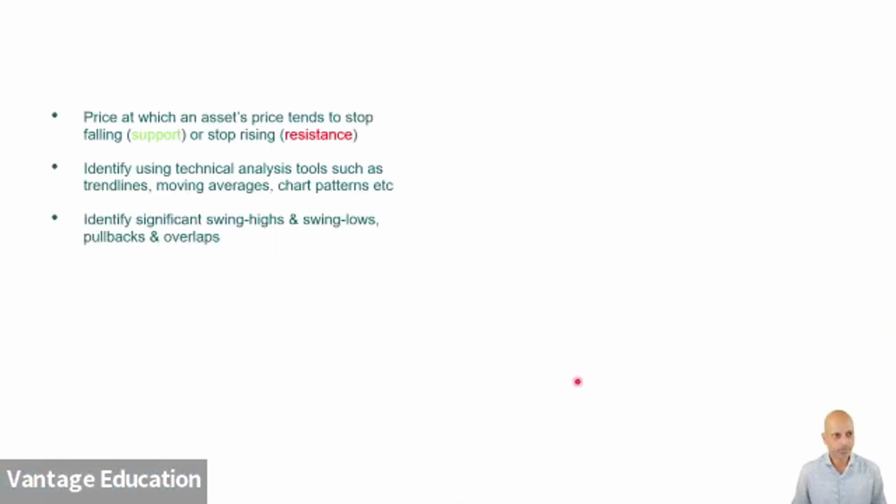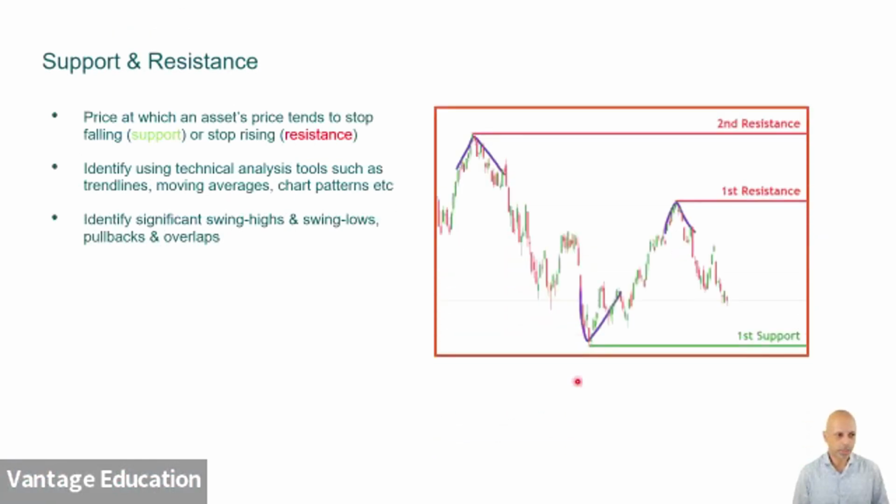How can we do that? Right, but first of all, what are support and resistances? Basically, the price at which an asset tends to stop falling is known as the support, and the price at which an asset stops rising is known as the resistance.